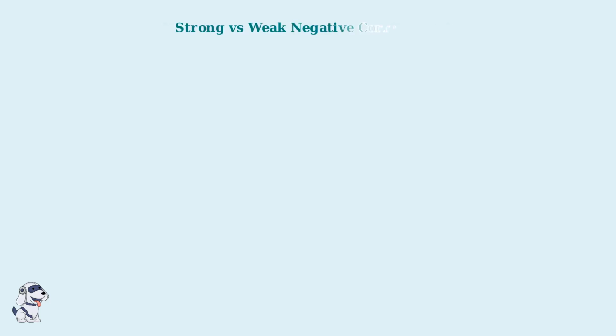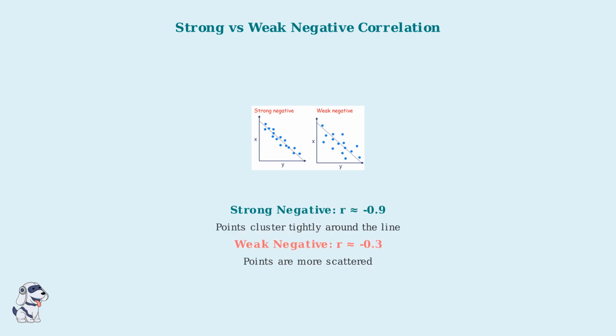Here, we can see the difference between strong and weak negative correlations more clearly. In the strong negative correlation, with R approximately -0.9, the points cluster tightly around the downward trend line. In the weak negative correlation, with R around -0.3, the points are much more scattered.